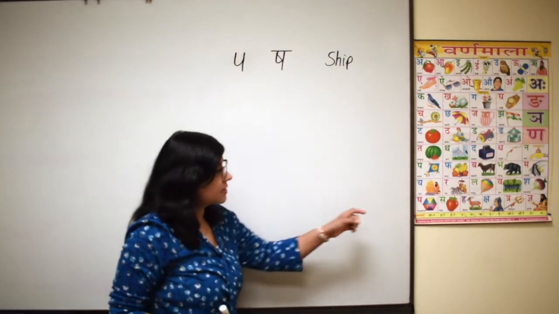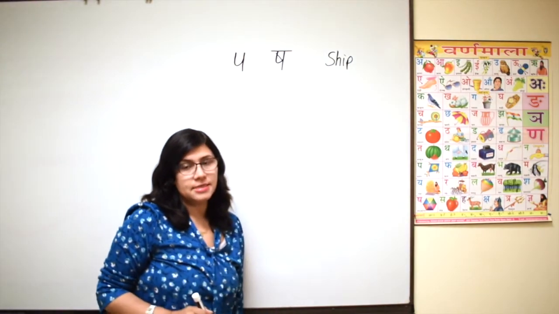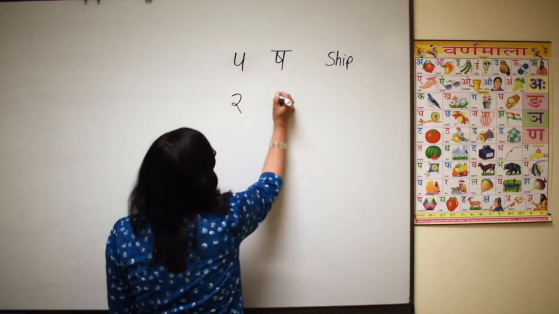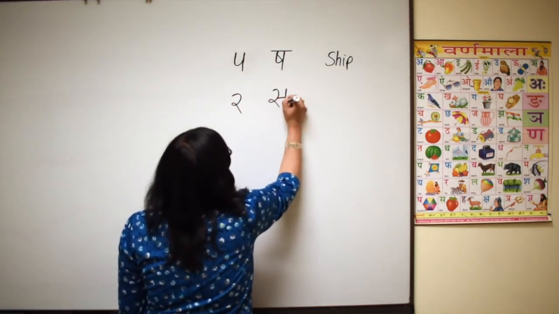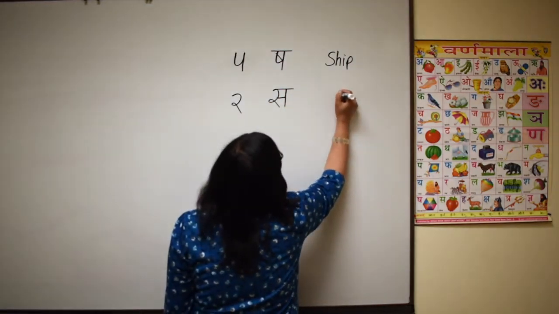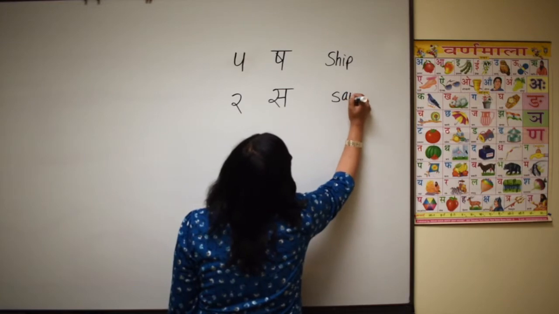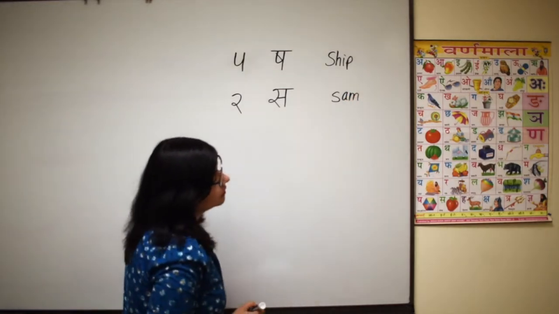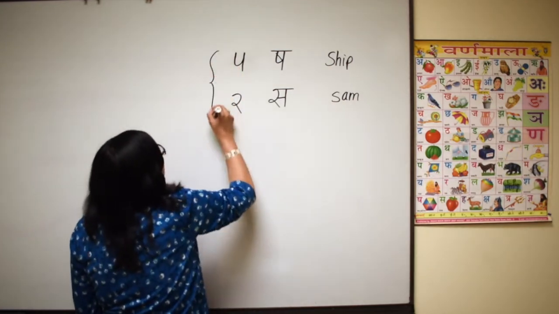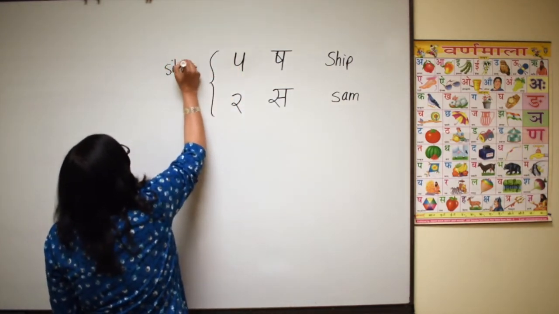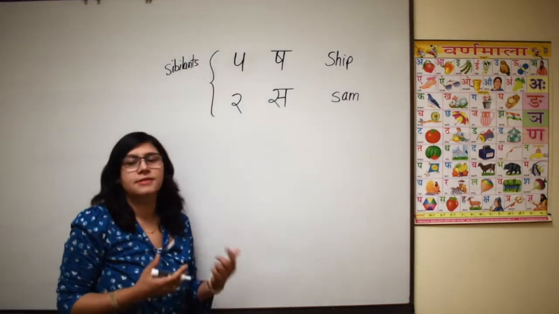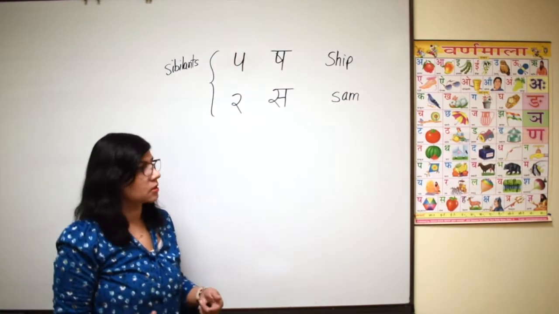And then the next letter is s, which is our S. And this is how we make s, like this. And that is S, like Sam. So these are our sibilants, okay, which just means a variant of the S sound, either a sh or a s.